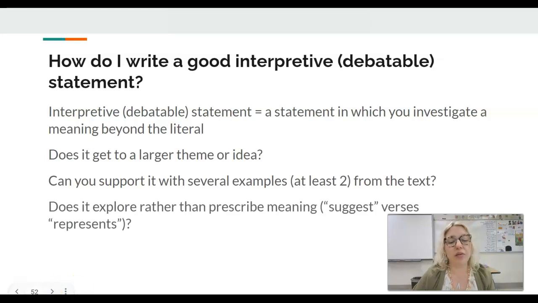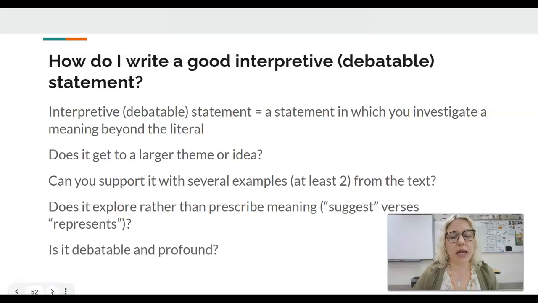Does it explore rather than prescribe meaning? And this is why I'm always harping on the words suggest versus represents. If you say represents, then you are prescribing meaning. You're saying that this is what Sophocles meant. And the truth is, we'll never know that. We'll never know what he meant. And so what we are doing is exploring possibilities by saying that these choices suggest a meaning rather than saying these choices show or represent a particular meaning, because that assumes that we understand the author's intention, and we just simply don't.